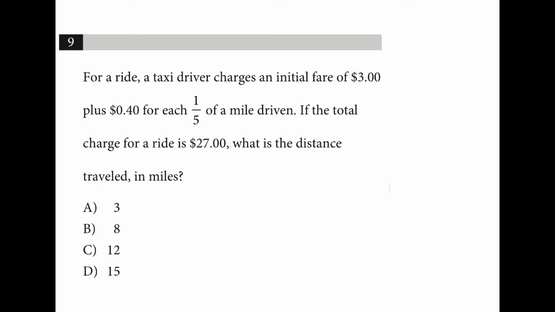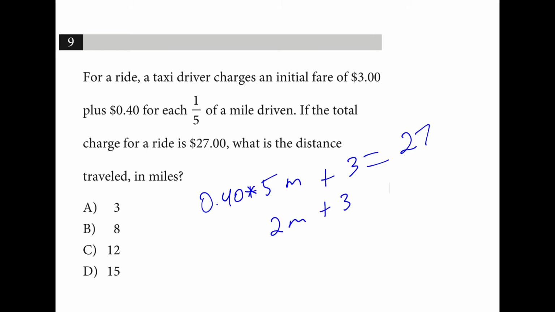A taxi driver charges 40 cents for each fifth of a mile. So if I want to figure out how much per mile, I can multiply by 5 and then by miles, and an initial fare of $3 and a total of $27. So 5 times 0.4 is going to give me $2 per mile, plus 3 is 27, so 2m is equal to 24, m is equal to 12.